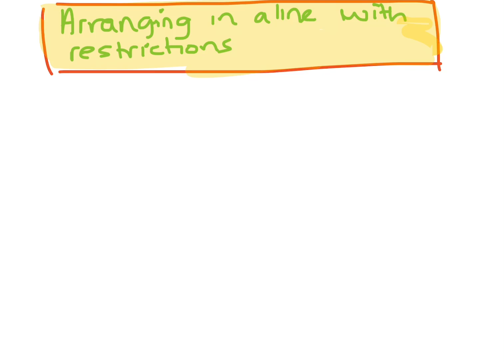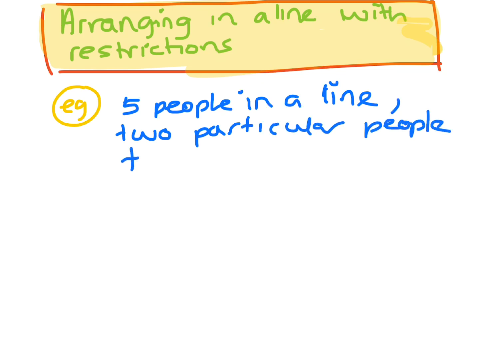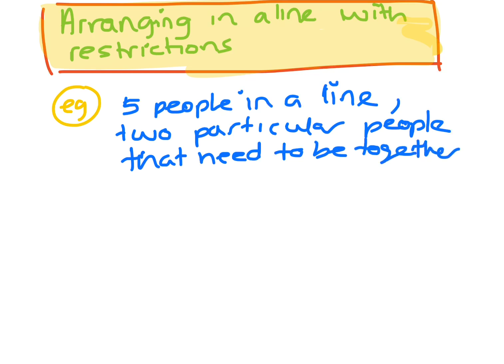Just looking at arranging things in a line that have restrictions. So, for example, let's look at arranging 5 people in a line, but there are 2 particular people that need to be together. Let's say Reese and Ben need to sit together in this line.